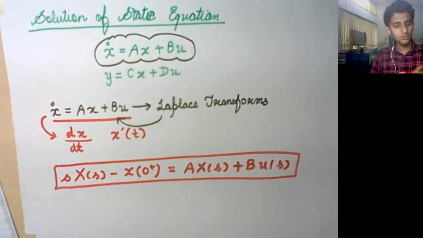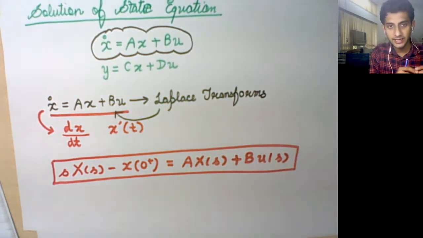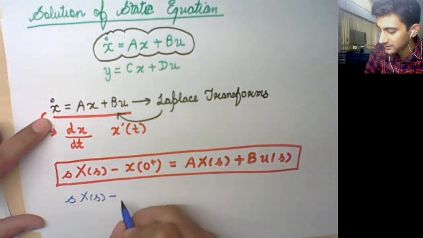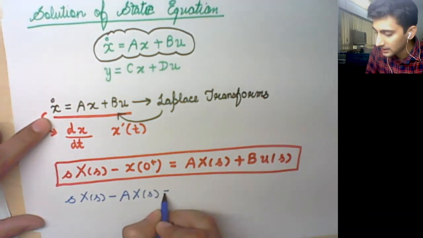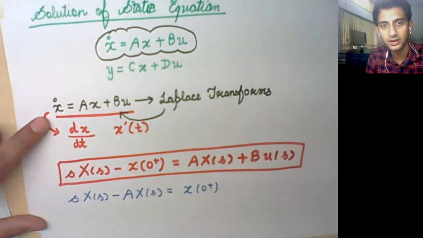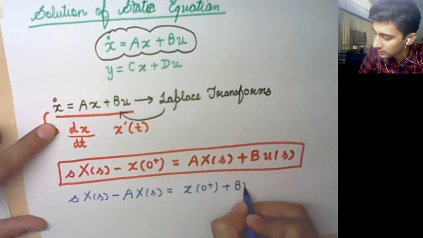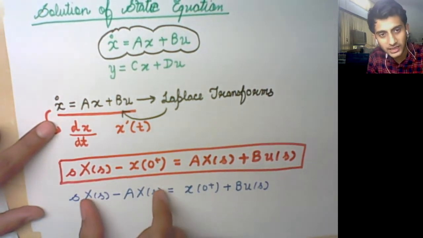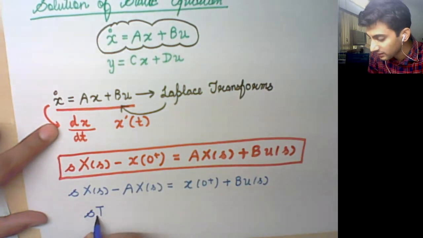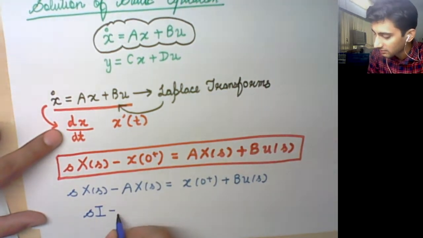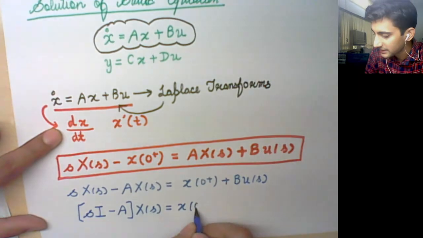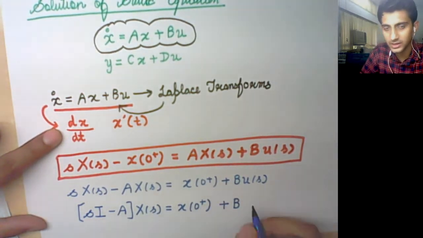Now, from this equation, you can take the terms containing X on one side. So I can take sX(s) minus AX(s) equals x0 plus, because this was with a negative sign, I have taken it on the RHS, plus BU(s). Now if I take X(s) common out of these two, I can write it as sI, where I is an identity matrix, minus A, this matrix multiplied with X(s), equals x0 plus B, which is a constant, times U(s).